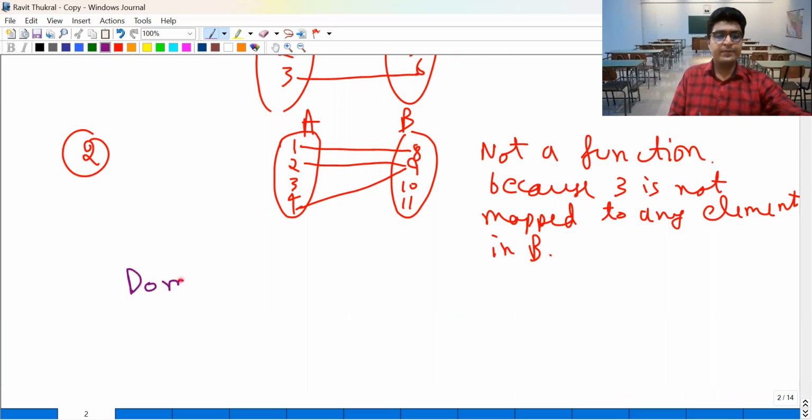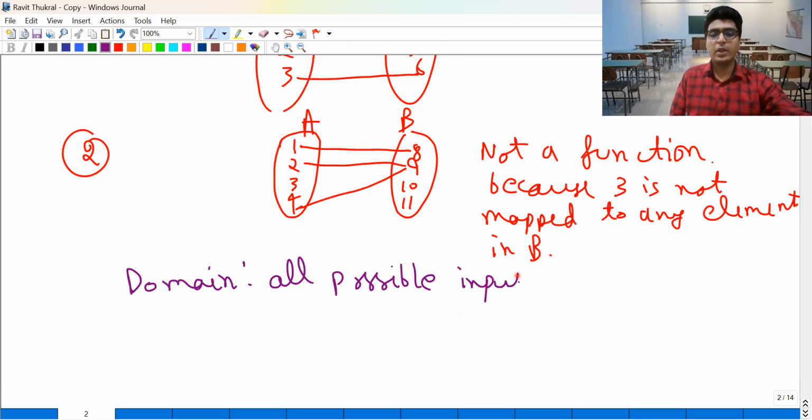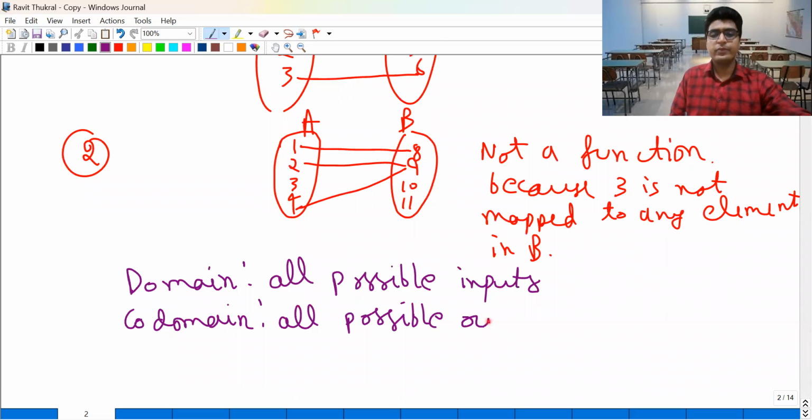So basically, what is the domain? The domain is the set of all possible inputs. What is the codomain? The codomain is the set of all possible outputs. And finally, what is the range or image? Well, it is the set of all actual outputs.